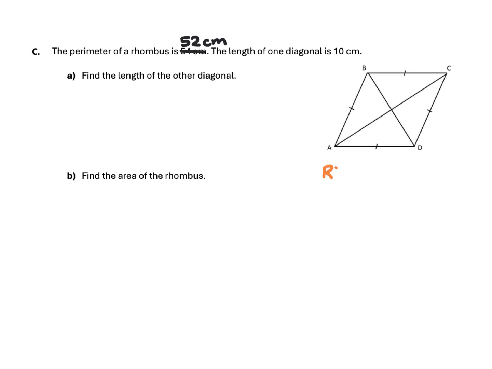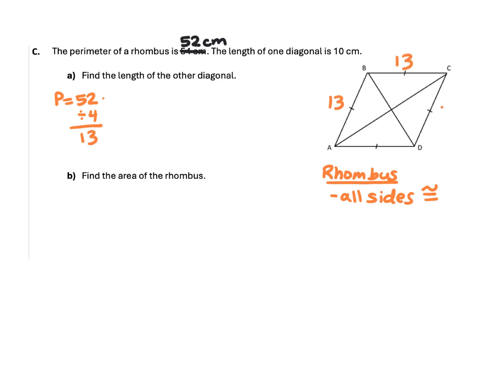Remember some properties of rhombuses. In a rhombus, all sides are congruent. So if the perimeter here is 52, take 52 and divide that by 4, since there are 4 sides, and that's 13. So each of the sides in our rhombus is 13. Then we can also add in that one diagonal is 10 centimeters. I'll let that be D1. And then the other diagonal that I'm trying to find will be D2.